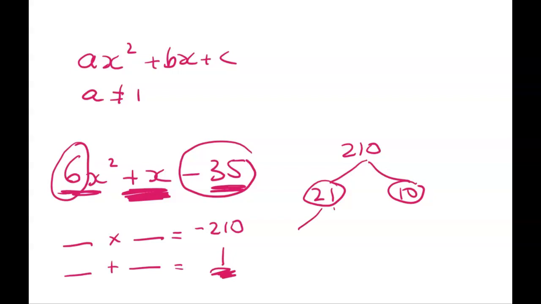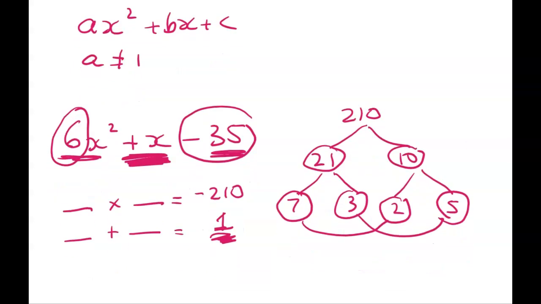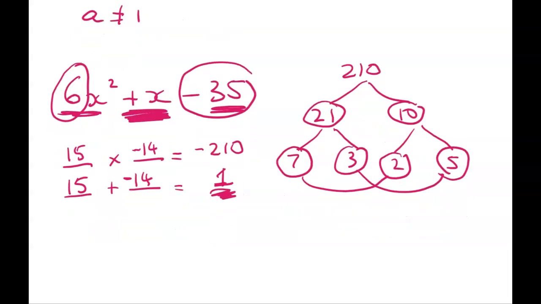No, there's not. So let's now go, 21 is 7 times 3, and 10 is 2 times 5. Let's see if we can see a combination of those factors that will generate this gap of 1 that we need. Well, we've got 7 times 2 will give me 14, and the 3 times the 5 will give me 15. So if we put those in here, we have 15 plus negative 14 will give me 1, and 15 times negative 14 will give me negative 210. That means that we're ready to go.